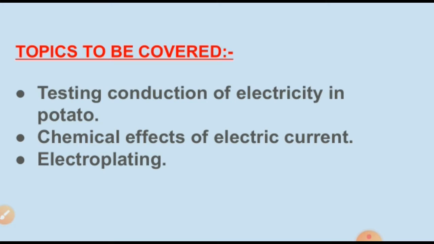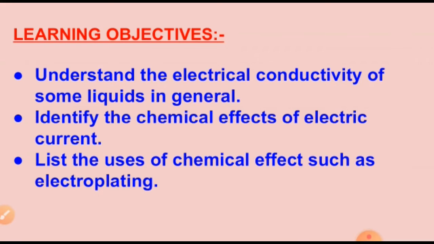Topics to be covered in this lesson: testing conduction of electricity in potato, chemical effects of electric current, and electroplating. Learning objectives. At the end of this lesson, you will be able to understand the electrical conductivity of some liquids in general, and you will be able to identify the chemical effects of electric current and list the uses of chemical effects such as electroplating.